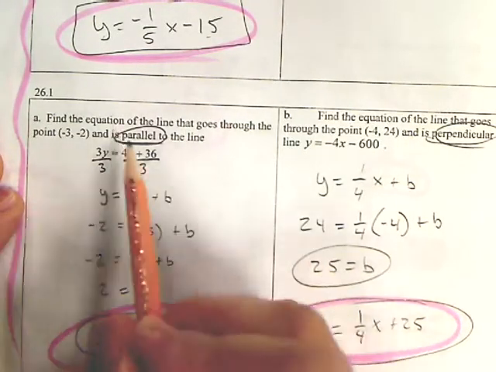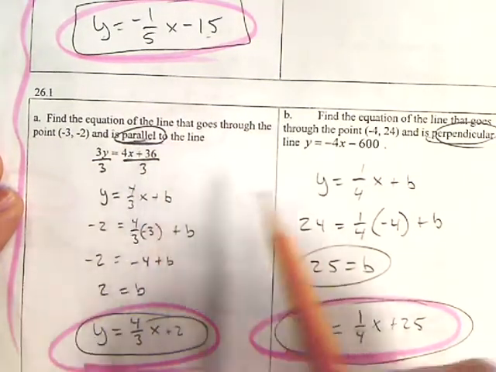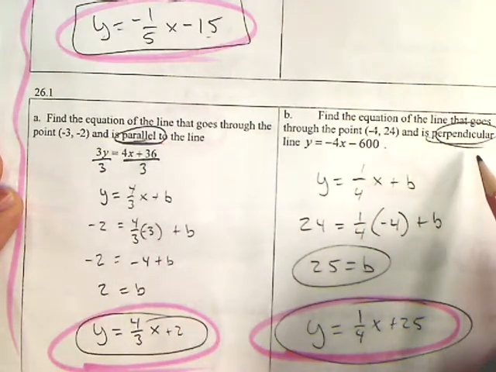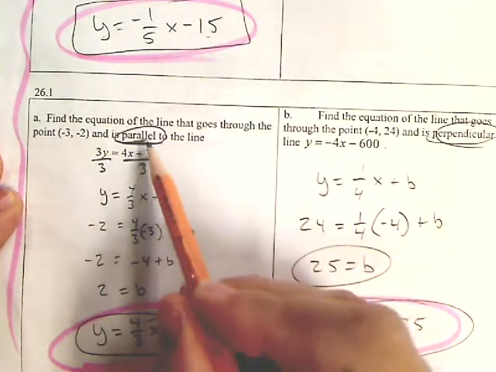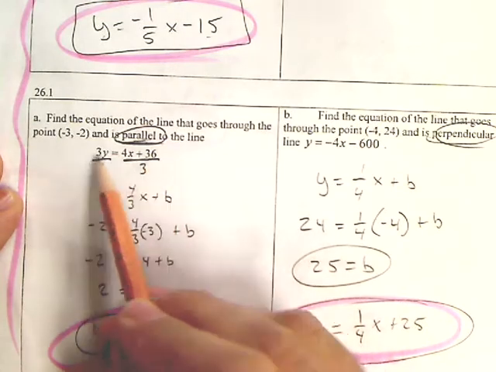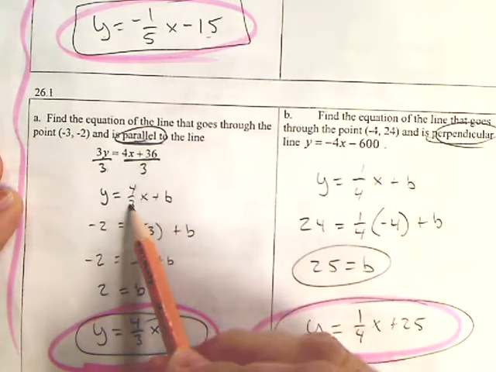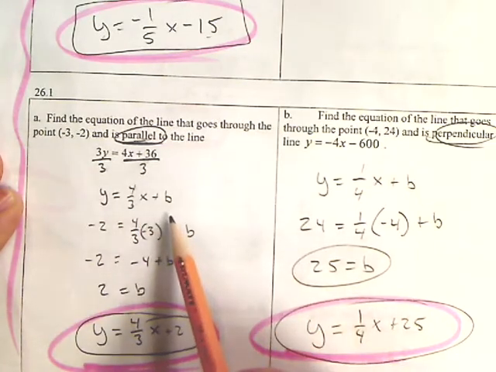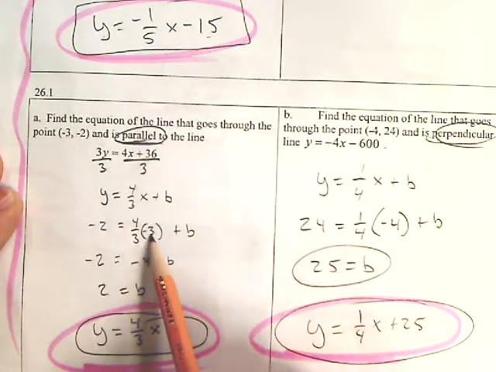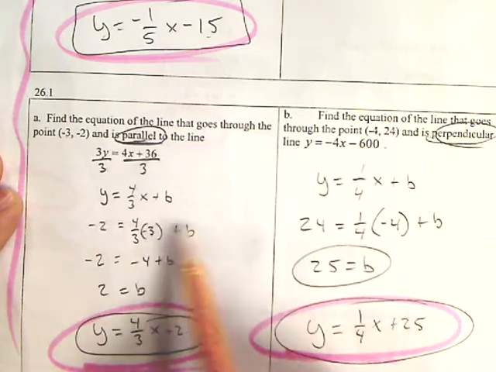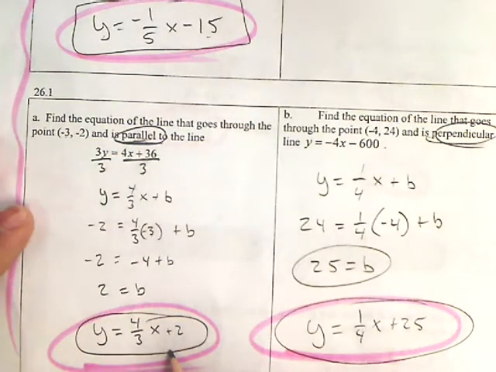Basically the same problem, except you have to remember that parallel lines have same slopes, perpendicular lines have the opposite reciprocal. So my slope for this equation, I have to have y equals, so it would be 4 over 3, and then I just plug in the point, x and y, solve, and there you go.